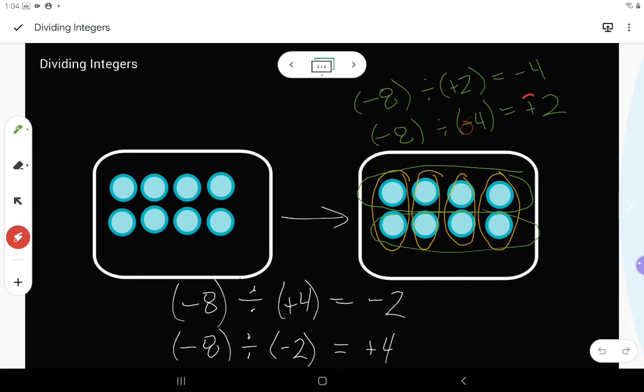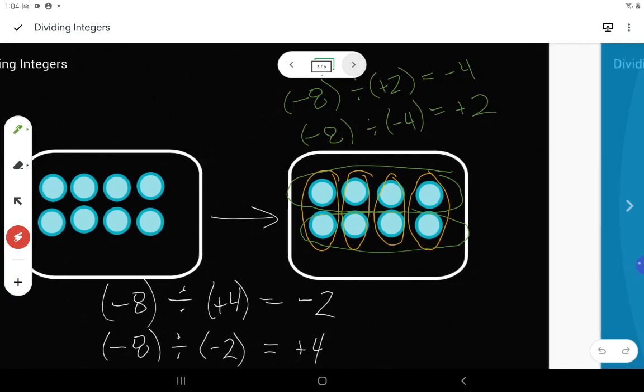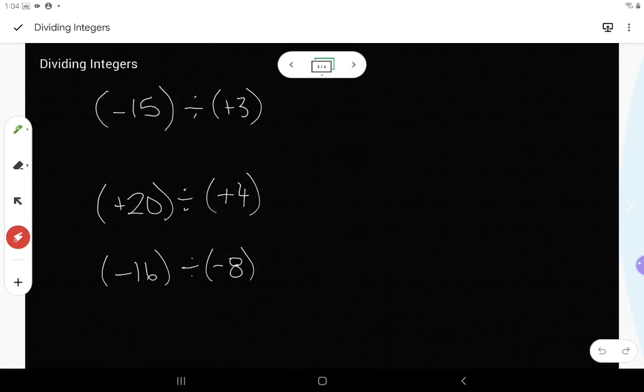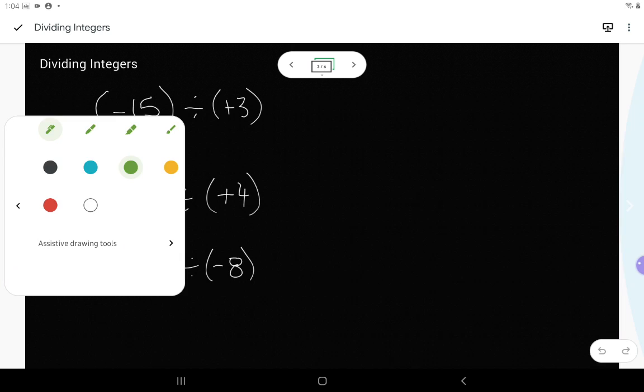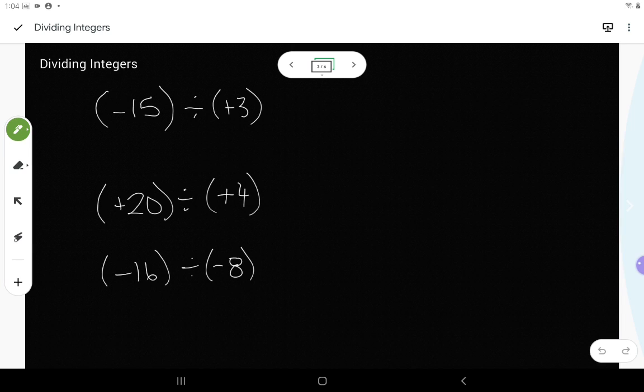Negative times negative gave me a positive answer. Negative times positive gave me a negative answer. It kind of follows those same rules that we had with multiplying. So really, it is the same kind of idea, right?